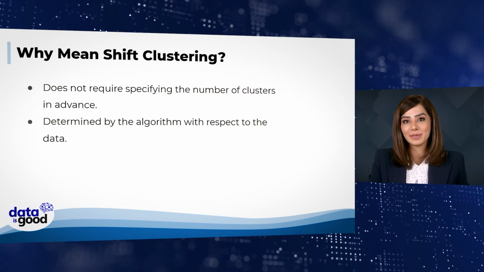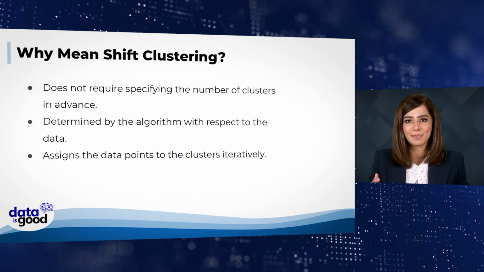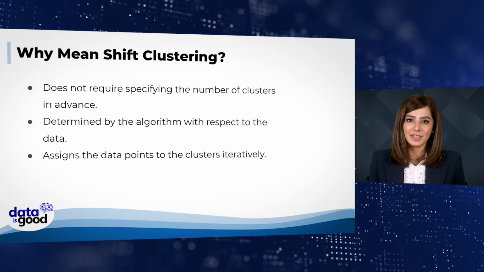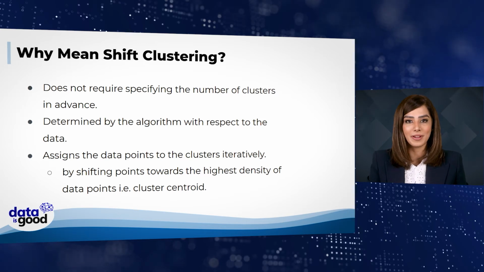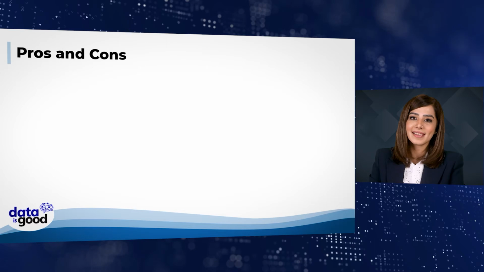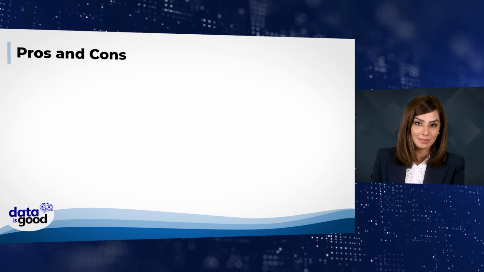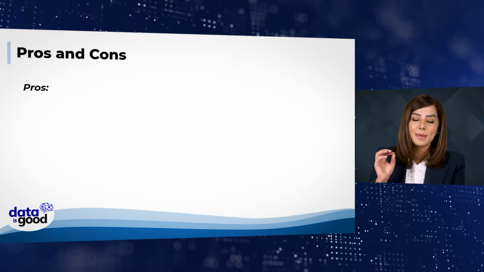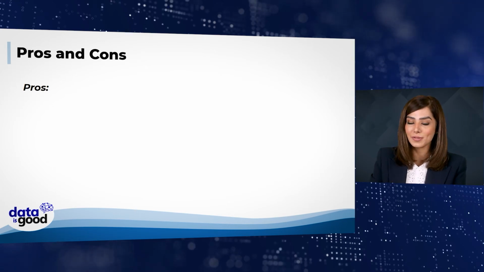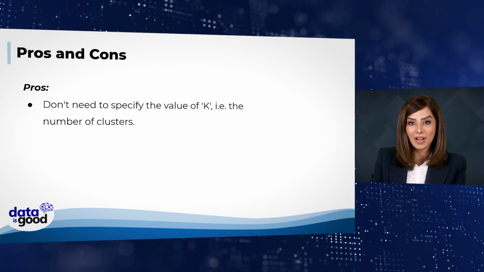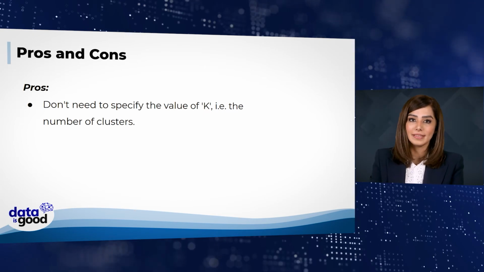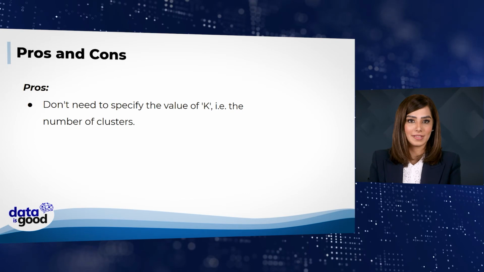Mean shift algorithm basically assigns the data points to the clusters iteratively by shifting points towards the highest density of data points, that is, the cluster centroid. Now let's discuss some of the pros and cons of the mean shift clustering. Pros: Mean shift is quite better at clustering as compared to k-means, mainly due to the fact that we don't need to specify the value of k, that is, the number of clusters.